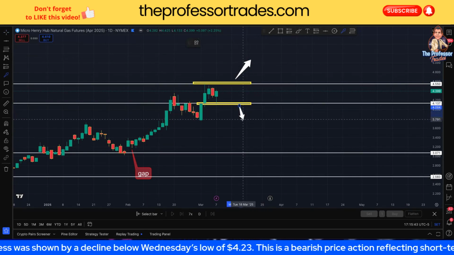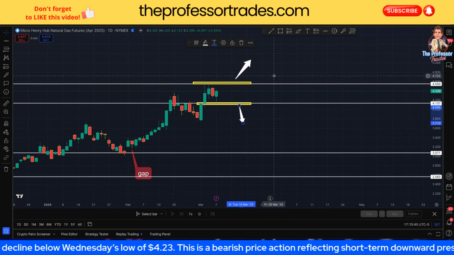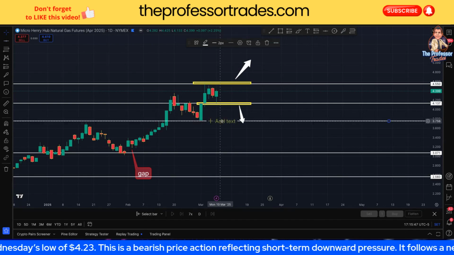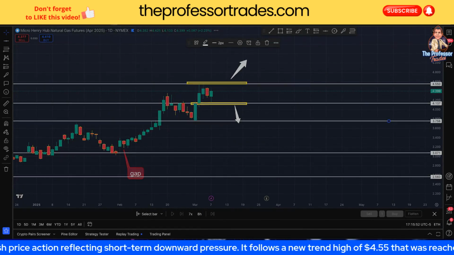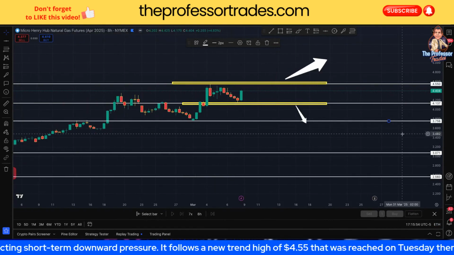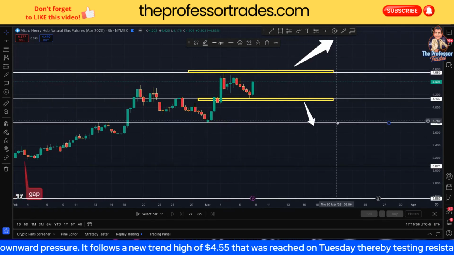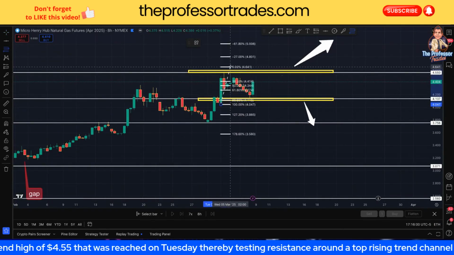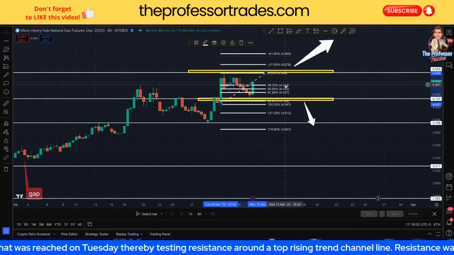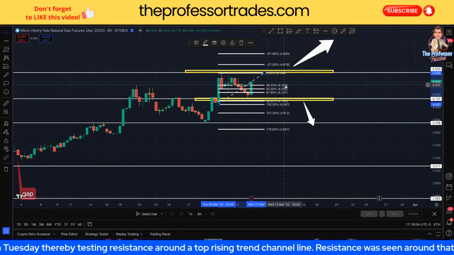Once we come below this level, we should see the next few levels being hit, and understanding that we do have this gap at this level right here. So if we go to this 8-hour chart, we can clearly see we had that Fibonacci rejection that we showed you earlier at the beginning of the video, which came right back down into this 88.8 area.